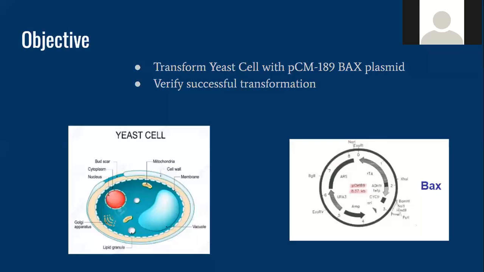Our objective of this experiment was to transform the yeast with the PCM 189 Bax plasmid and to verify our successful transformation via methods that Gabby will be discussing shortly.